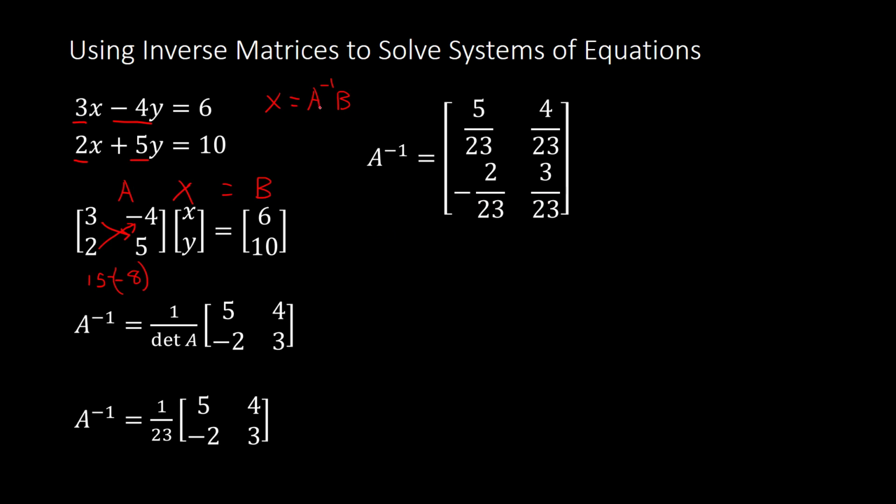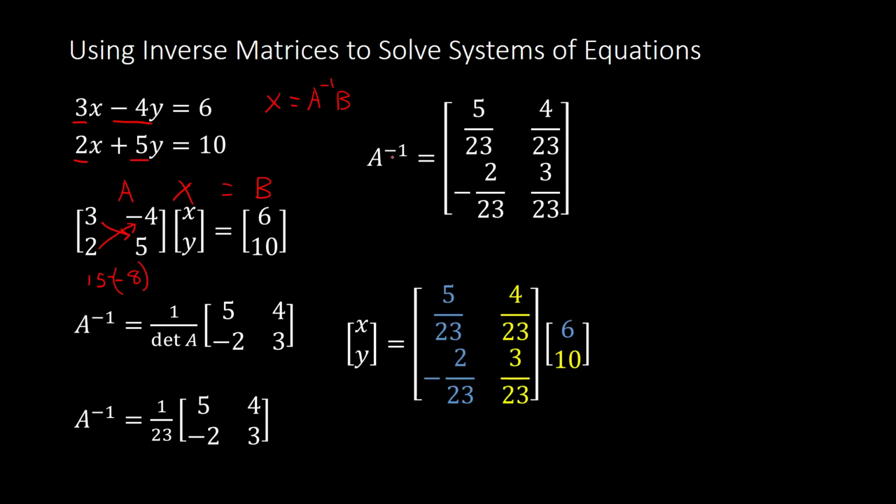So then what I do is I take the inverse matrix of A, multiply it by matrix B, and when I do that, I'm going to multiply the first row by the first column. So the 5/23 multiply it by the 6, then multiply the 4/23 by 10. So what I have is 5/23 times 6 gives me 30/23, and then 10 times 4/23 gives me a 40/23. And then I add those together.